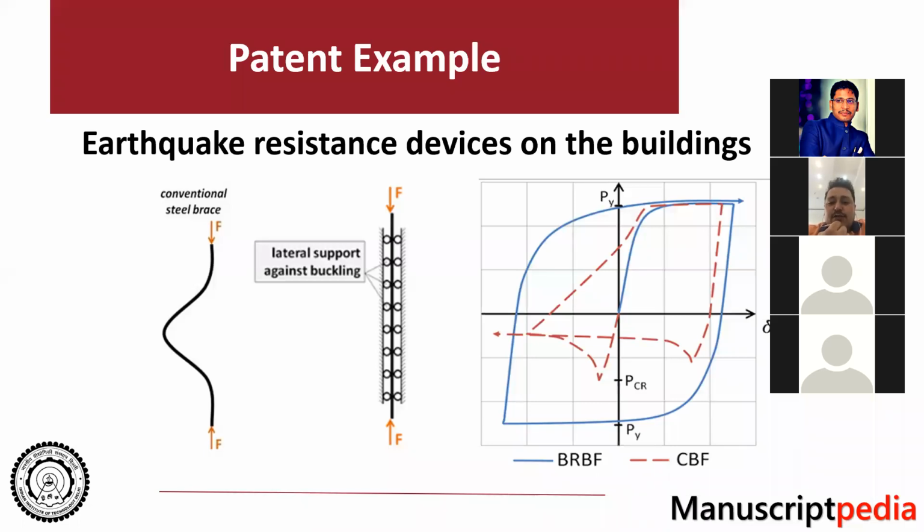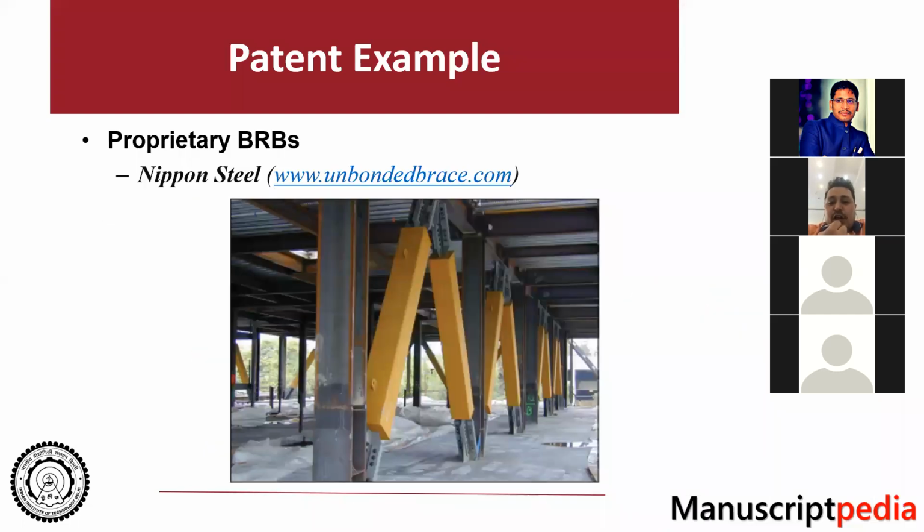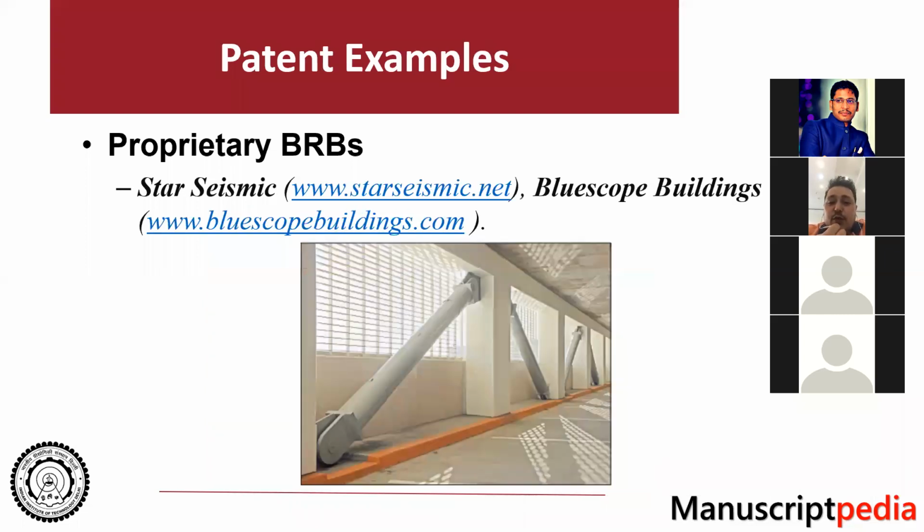Next slide. Let's go faster. This slide. Yeah, this is the configuration and how they made it. Then after, this is the example of what they have patented. Some companies are here. This is Nippon company, Core Braces, and there is another company with a different type of brace that they have already patented for themselves.